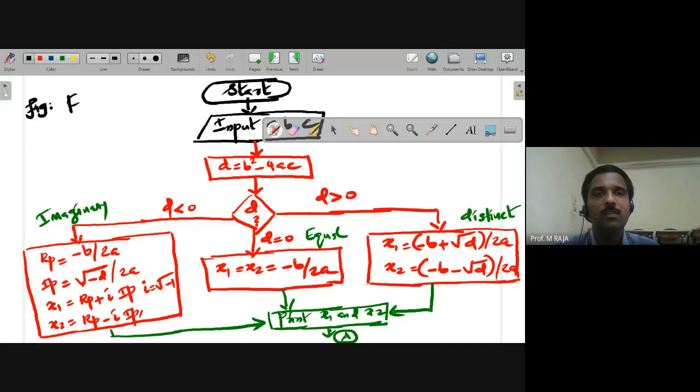Figure: flow chart to solve the given quadratic equation.